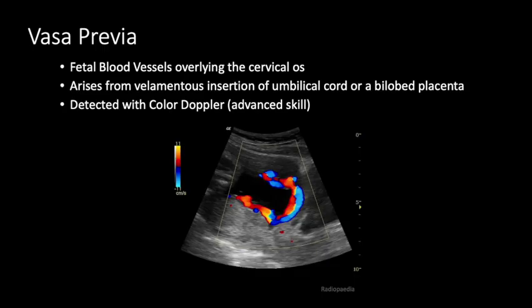Another thing to be aware of is the presence of vasa previa. So vasa previa is a finding that can consist of fetal blood vessels that overlie the cervical os with or without placenta nearby. These arise either from a velamentous insertion of the umbilical cord or from a bilobed placenta, and this is detected with color Doppler.